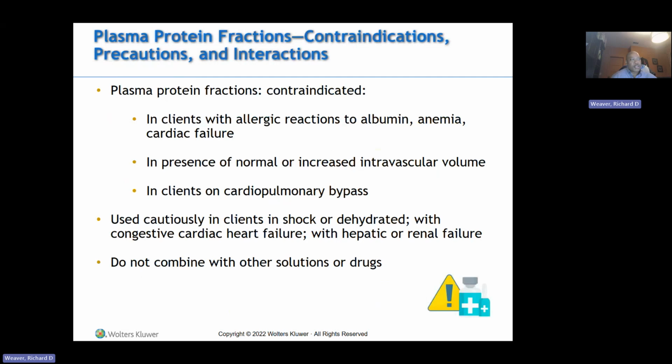Now, it is used cautiously in those who have shock or dehydration, also those with congestive heart failure. So it appears that you can still give it if they have cardiac issues, but with caution, of course, watching for fluid overload in particular. Also with those with hepatic and renal failure. And do not combine with other solutions or drugs. It has to be given by itself.